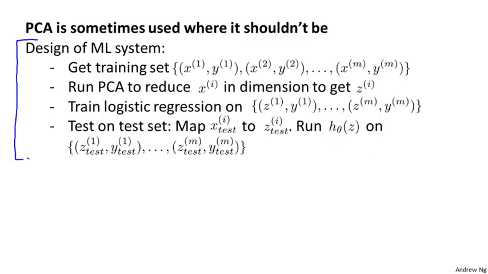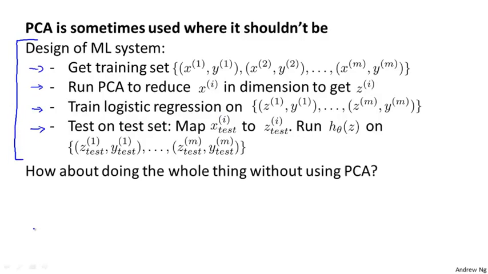Let's design a learning system. I'm going to get a training set, and then what I'm going to do is run PCA, then train logistic regression, and then test on my test data. So often at the very start of a project, someone will just write out a project plan that says, let's do these 4 steps with PCA inside. Before writing out a project plan that incorporates PCA like this, one very good question to ask is, well, what if we were to just do the whole thing without using PCA?